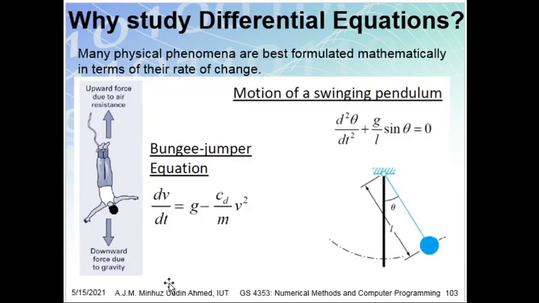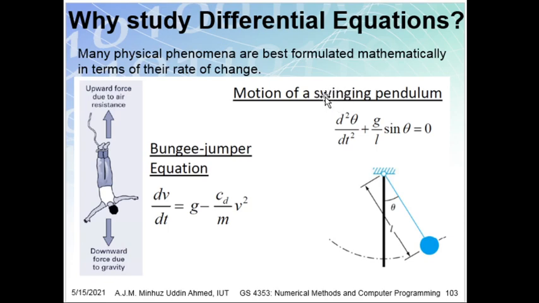First of all, the question arises, why study differential equations? You might remember what we taught you in the very first class about the bungee jumper equation. As you can see, it was a differential equation. So dv by dt equals g minus cd by m multiplied by v squared, and this was a differential equation. Another equation is provided here for your convenience, which is a very familiar equation, the motion of a swinging pendulum.